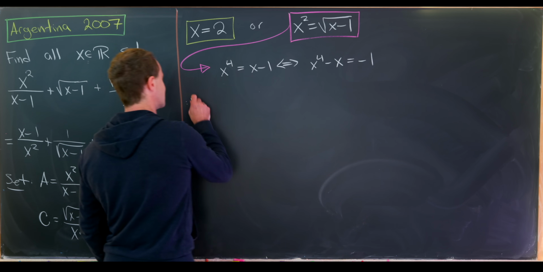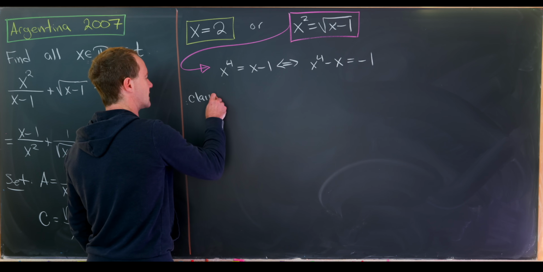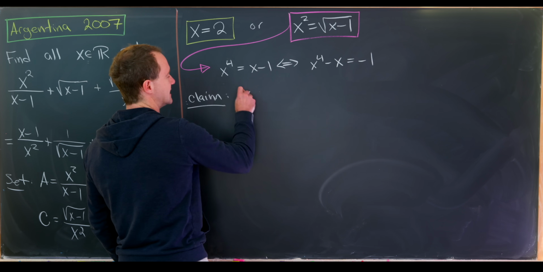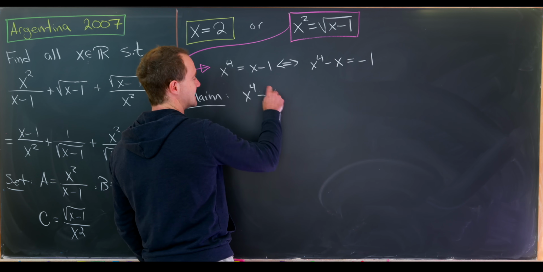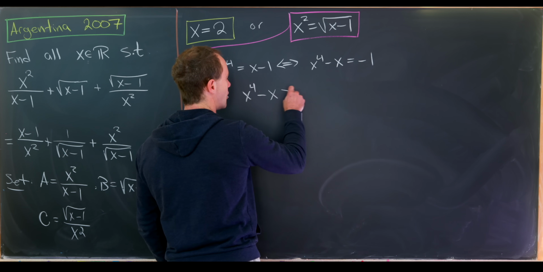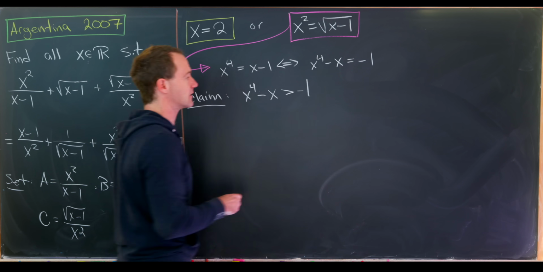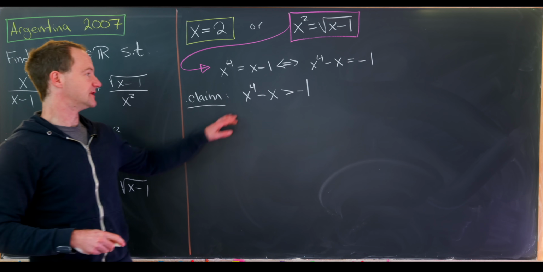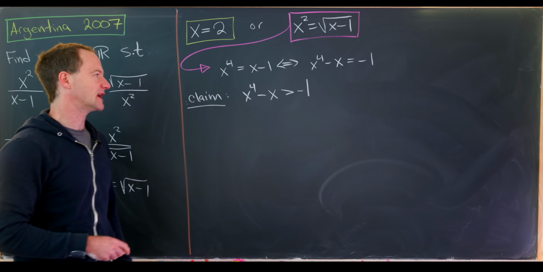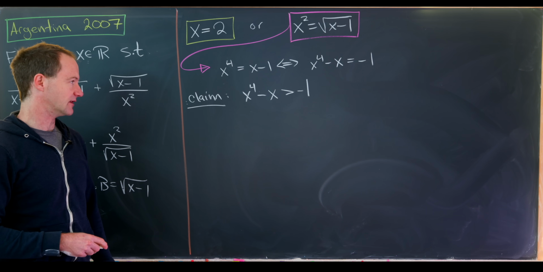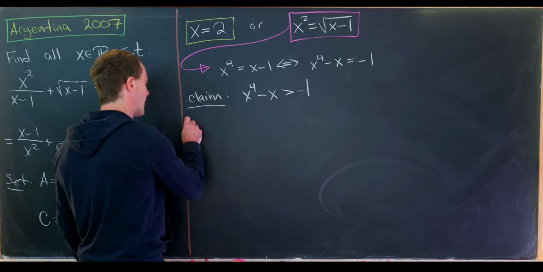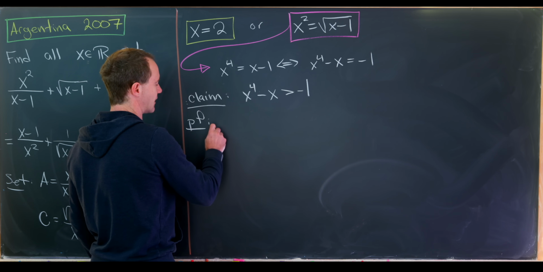And we'll show that's impossible with the following claim. And that is that x to the 4th minus x is in fact always strictly bigger than -1. So if it's strictly bigger than -1, then it can never be equal to -1. So how will we do this? Well, we're going to use a bit of calculus.